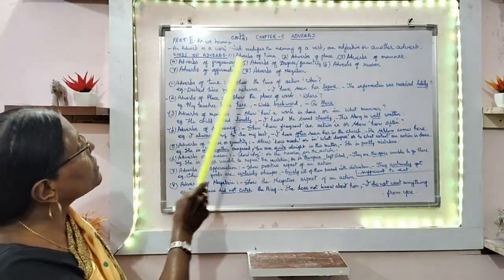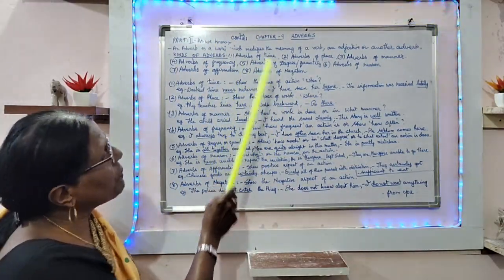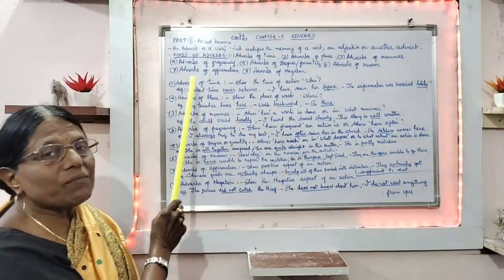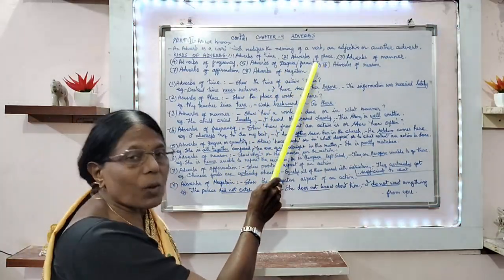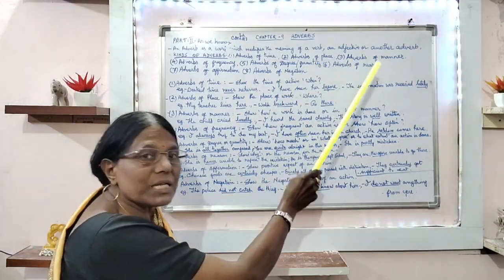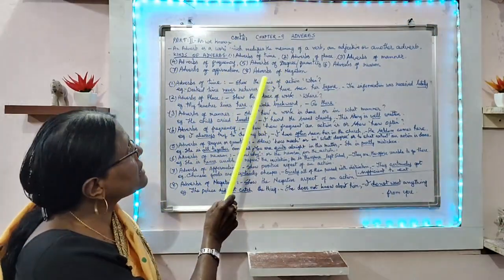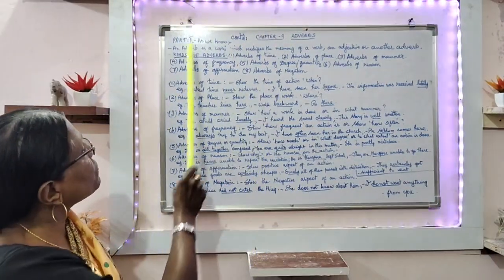Now what are the kinds of adverb? We have 8 kinds of adverb: adverbs of time, adverbs of place, adverbs of manner, adverbs of frequency, adverbs of degree or quantity, adverbs of reason, adverbs of affirmation, lastly adverbs of negation. So these are all the kinds of adverb.